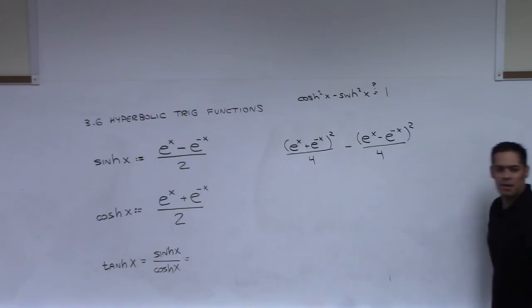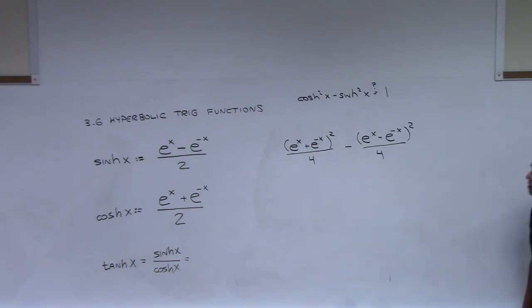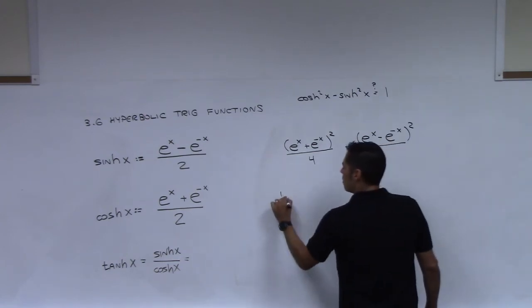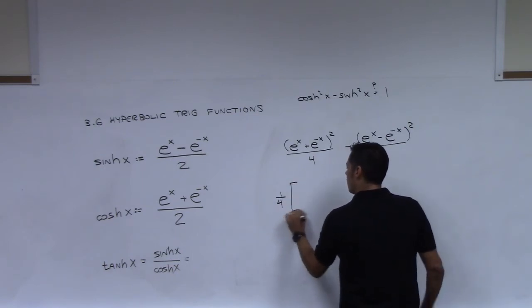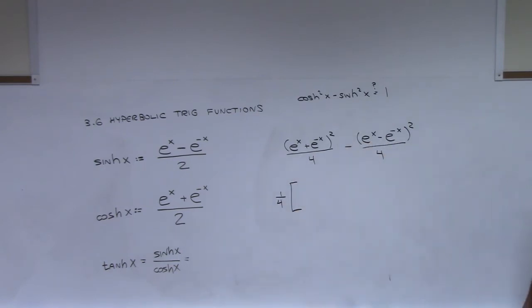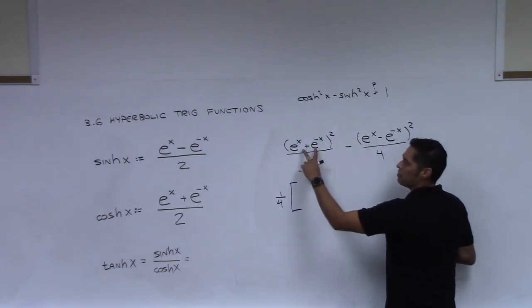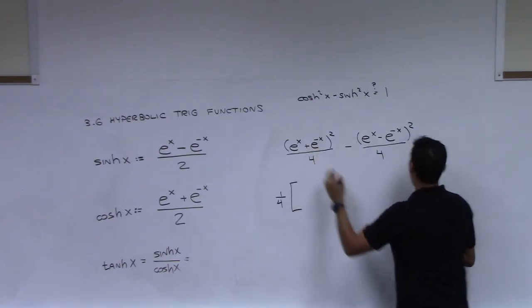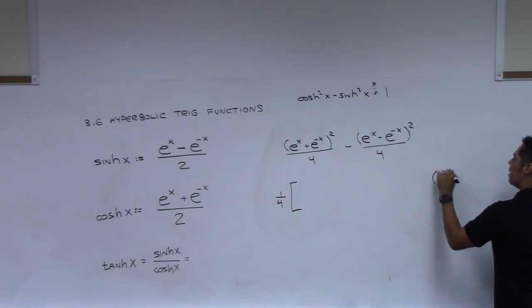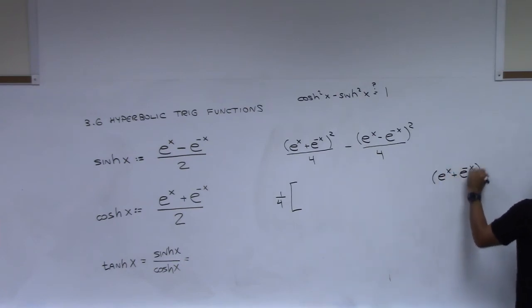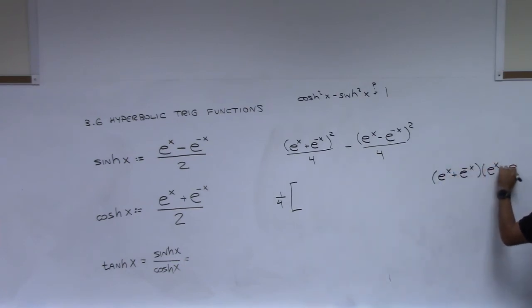All right, let's just see what happens. I'm going to factor out a 1/4 just to get that out of there. Is that all right with you? And then I'm going to square this, right? Square that. E to the x plus e to the negative x times itself. All right, and we're just going to get to play with some exponents here. What's this times this? E to the 2x.